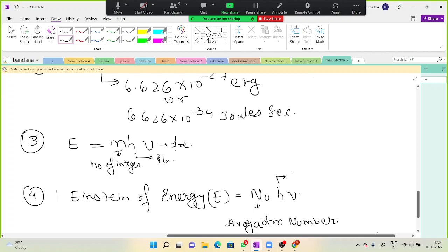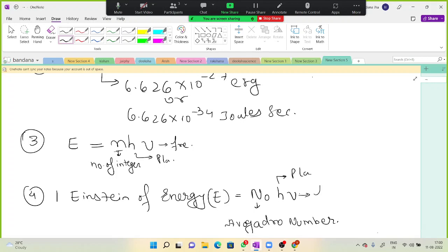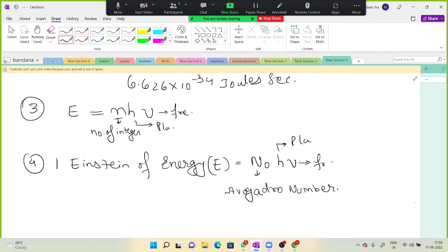H is Planck's constant and mu is the frequency. What is the difference between this one and that one? This is given by what? Planck, sir, and this is the Avogadro number. I'm asking about the application: where do we need to use this one and where do we need to use that?